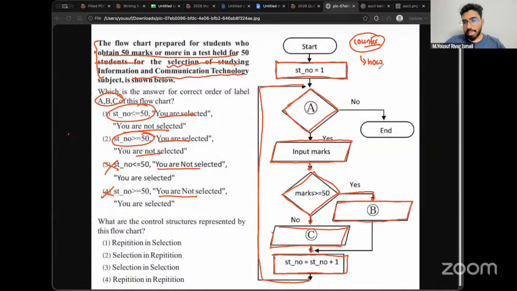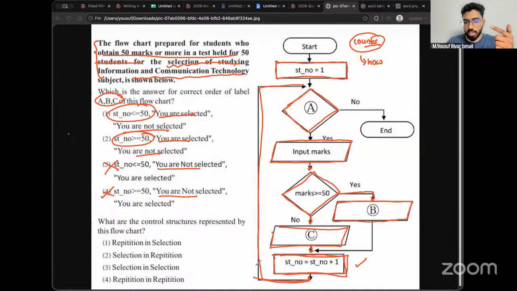So the ST number is basically a variable to count how many students we're actually checking. Initially, ST number was 1. After we check the first student, we are going to increase it by 1. After you follow this instruction, the value of ST number becomes 2.